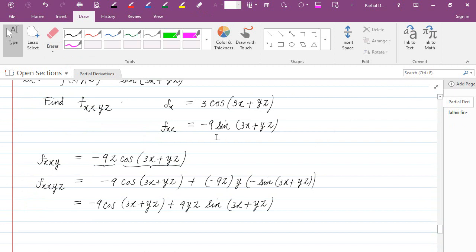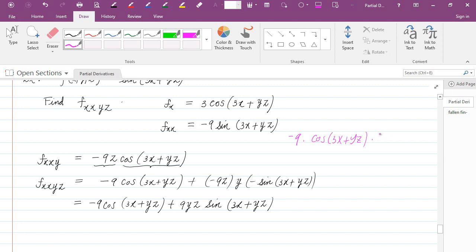So now we take the derivative of f_xx with respect to y. Now with respect to y, x and z are fixed. So the derivative would be negative 9. So now I'm taking with respect to y. So I'm going to get negative 9, and then derivative of sine is cosine evaluated at 3x plus yz.